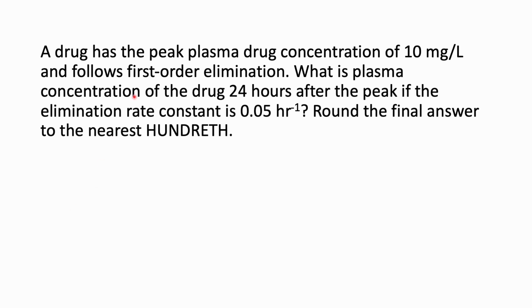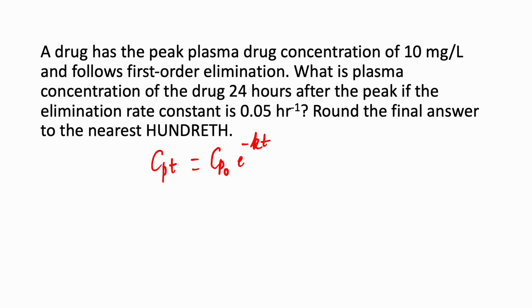Question: a drug has a peak plasma drug concentration of 10 milligram per liter and follows first order elimination. What is the plasma concentration of the drug 24 hours after the peak if the elimination rate constant is 0.05 per hour? Round the final answer to the nearest 100th. So in this question again, you are asked to predict the drug concentration at a certain time T, like 24 hours after the peak. So then you use the equation CPT is equal to CP0 exponential minus KT.